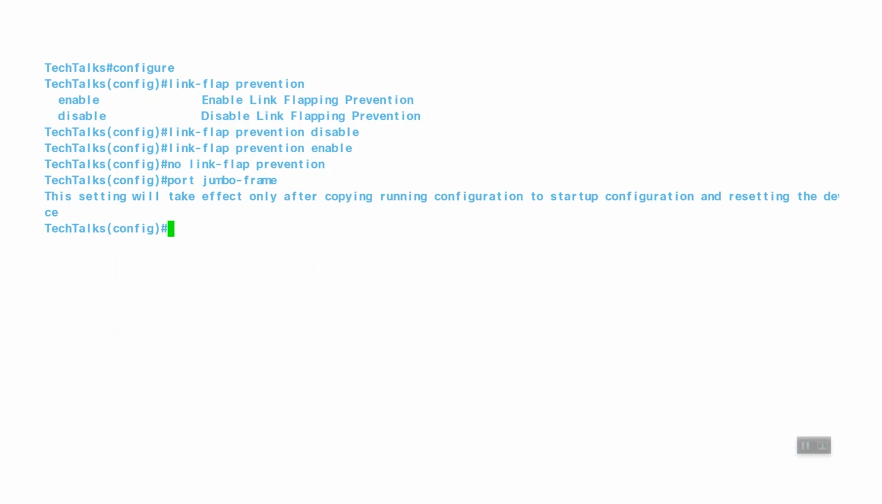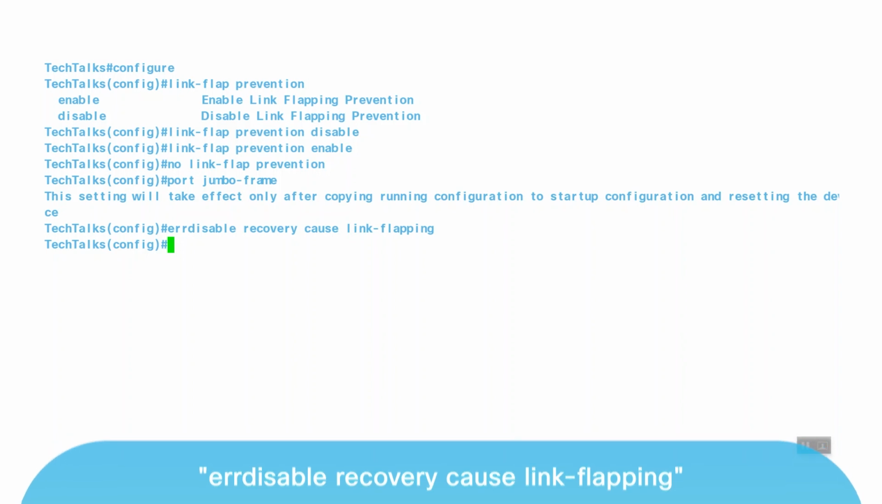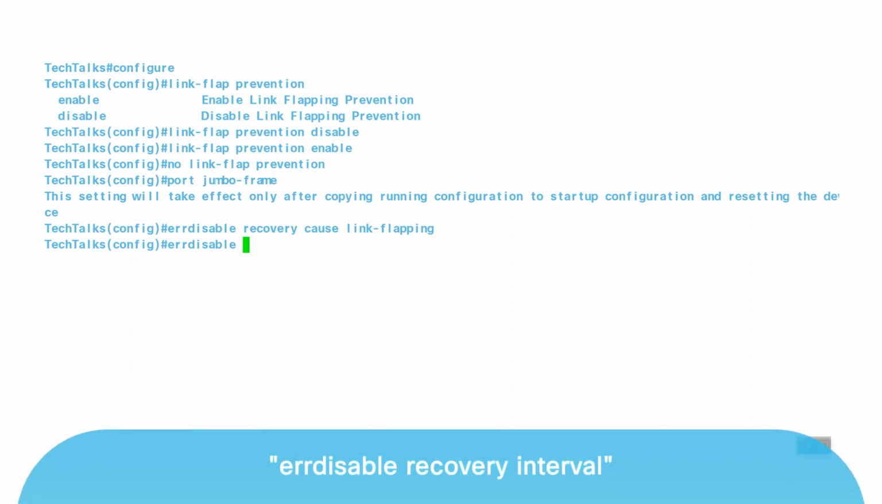Moving along, you can configure automatic error disable recovery settings. With the command error disable recovery cause link-flapping, you can enable the function of a port that has been shut down by the link flap prevention mechanism to reactivate after a certain amount of time. This is known as the automatic recovery interval. If you want to set up the automatic recovery interval, enter the command error disable recovery interval. You must specify the time interval in seconds.